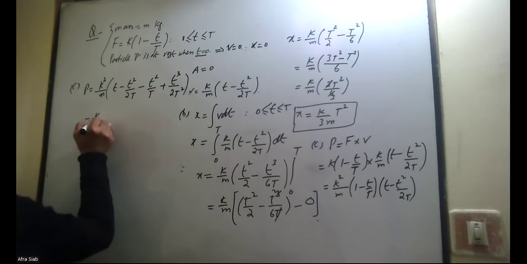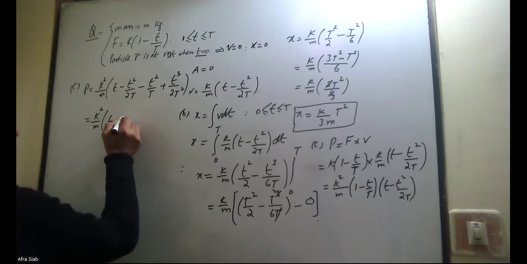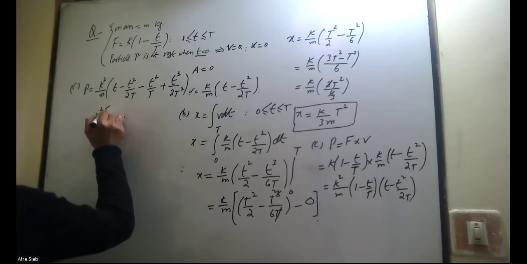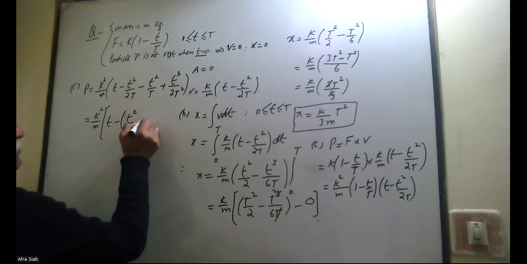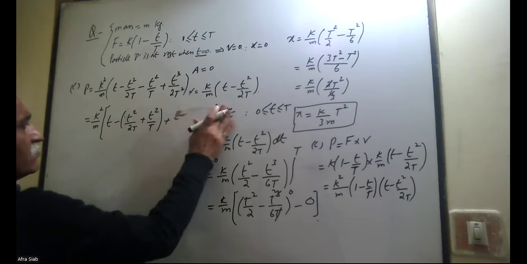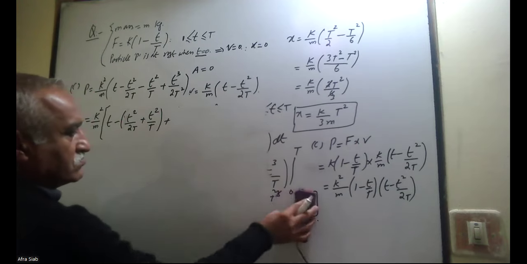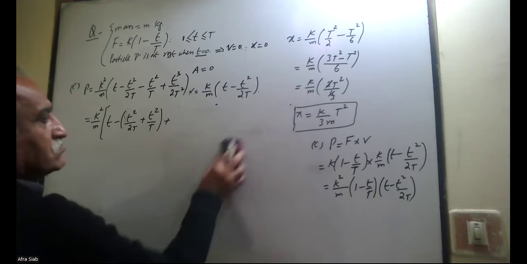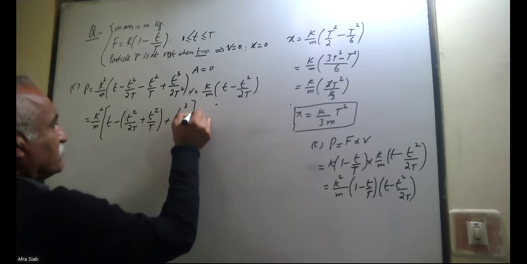So this will be equal to k square over n into t minus, if you take common here, t square over 2t plus t square over t plus t cubed over 2t square.